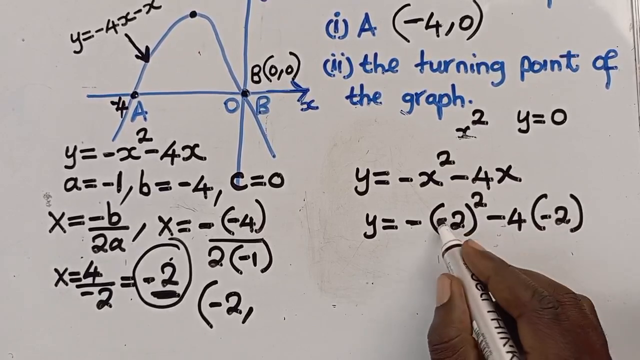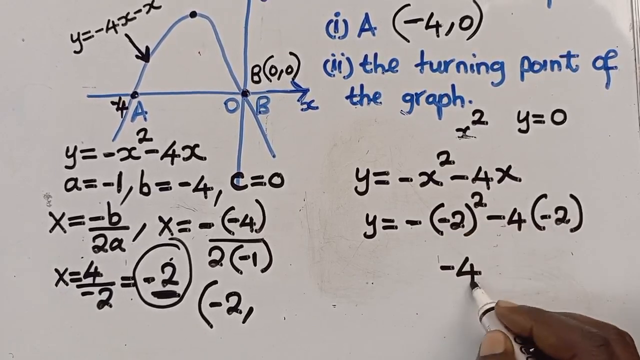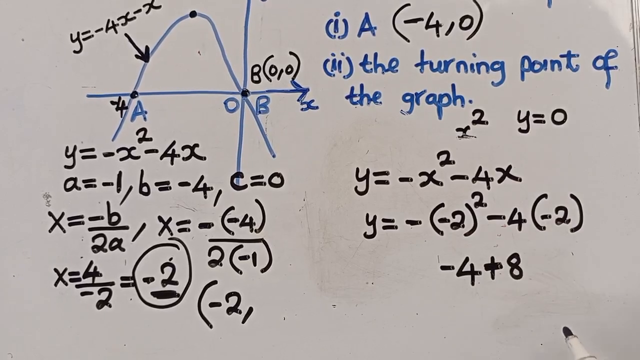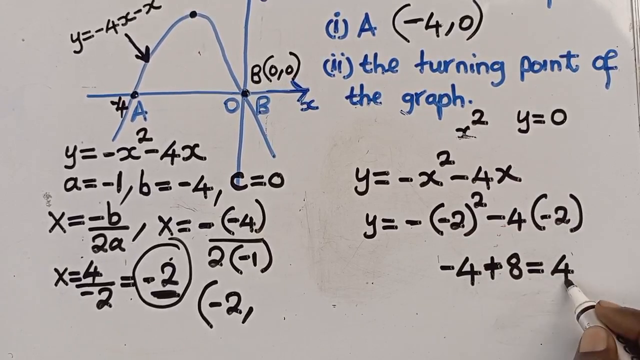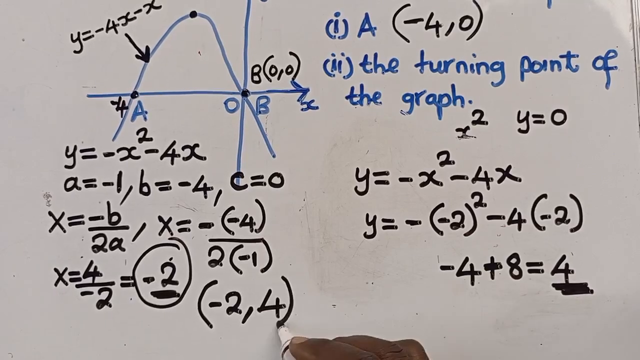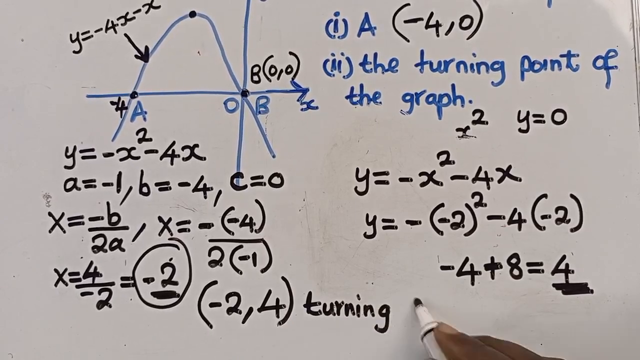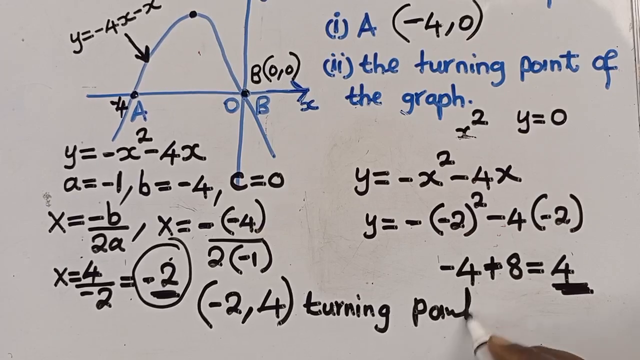So this is equal to, this is positive, I'm going to have negative 4. This is plus what? 8, isn't it? This is what I'm going to have. When I add there, I'm going to get positive 4. Have you seen? So I'm getting a 4. So this is the one I'm going to put here. So this is the what? This is now the turning point that we are looking for. This is the turning point. Just like this, you are done without any struggle. Have you seen? So like this, we are done.